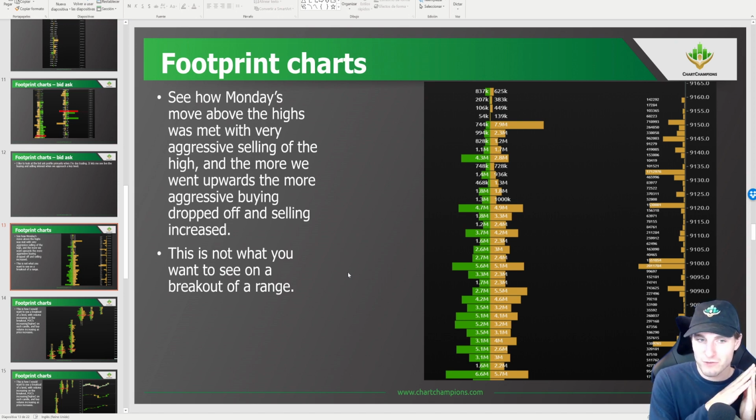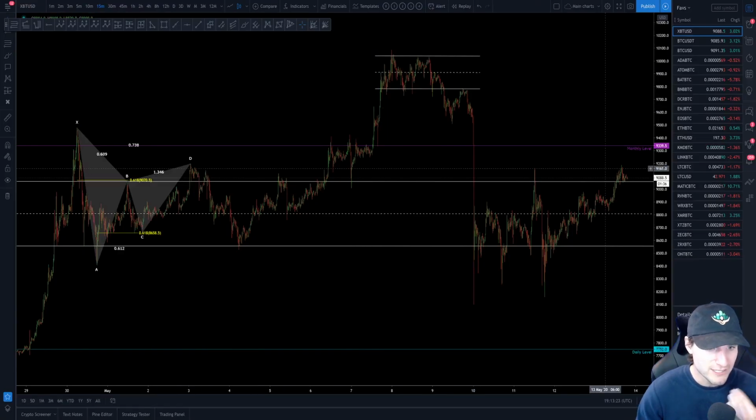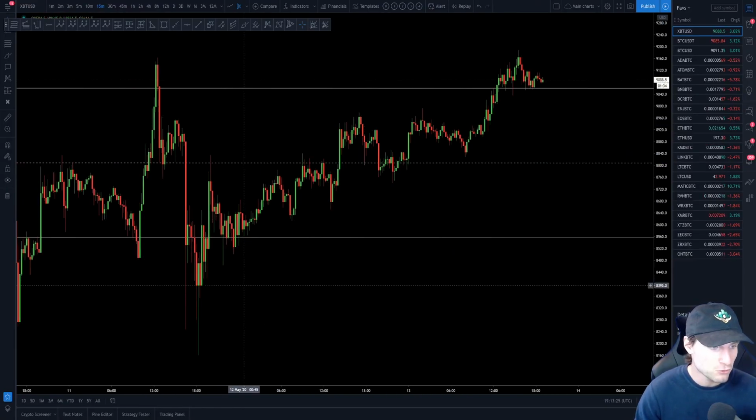Whereas if you move above a level and more people are willing to sell than they were willing to buy, that's really simply telling you there's more people selling, there's more supply than there is demand. It's likely that we head back down. And again, this is the exact candlestick that we had up at the highs, and obviously we did head back down all the way to the lows.